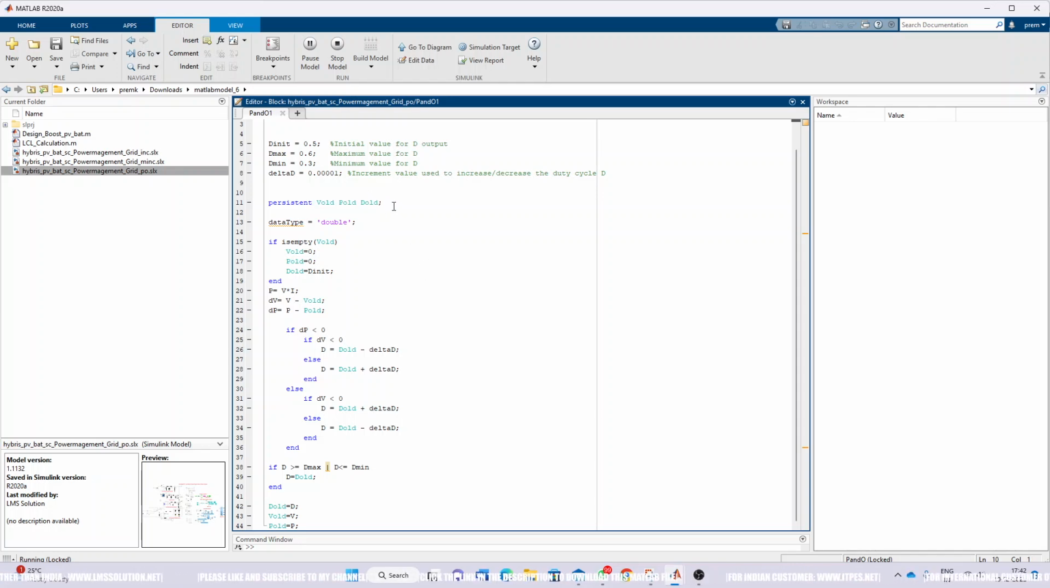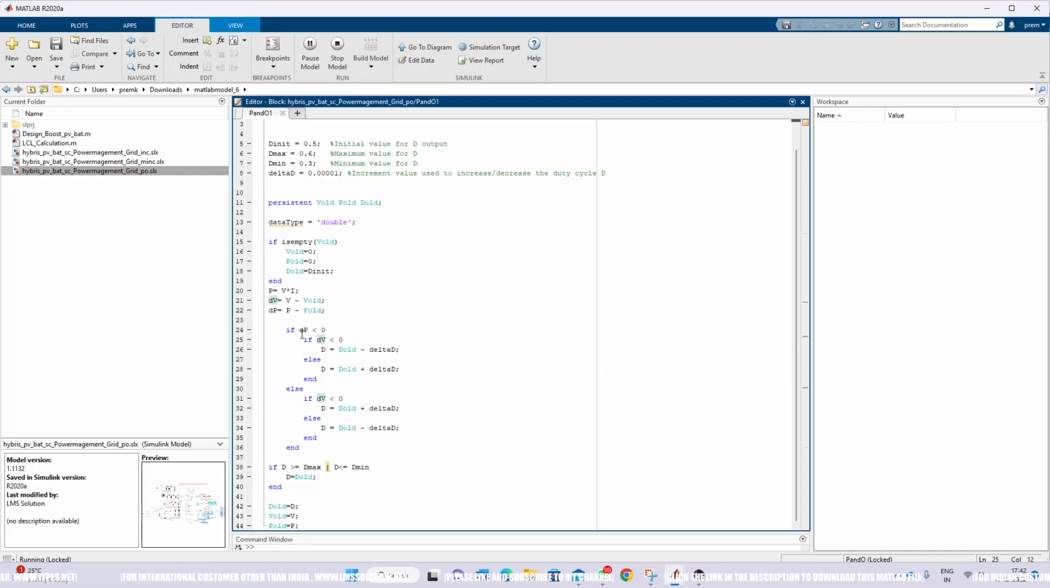Initially it does not have any value, right? So here we are making V_old and P_old equal to 0, and D_old equal to the initial duty cycle. Okay. Next we are calculating power by multiplying PV voltage and current, and then we are calculating dV and dP, the change in voltage and change in power, by comparing the current instant voltage with the previous instant voltage and the current power with the previous instant power.